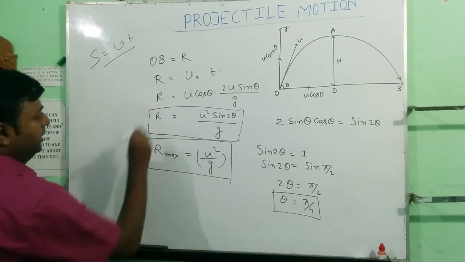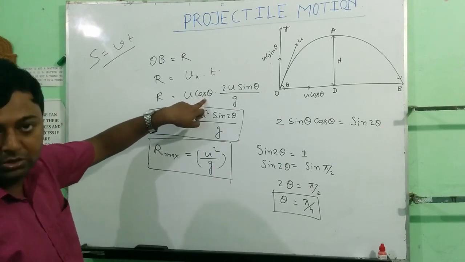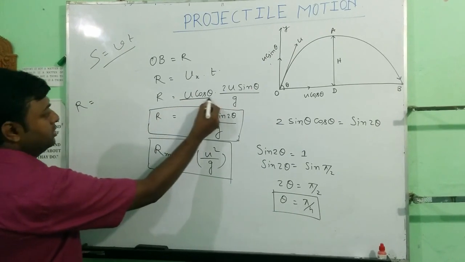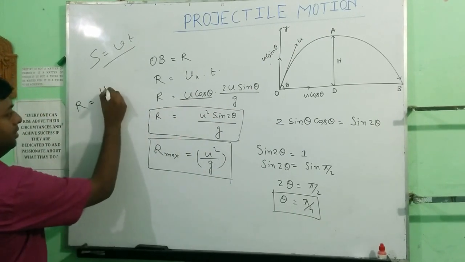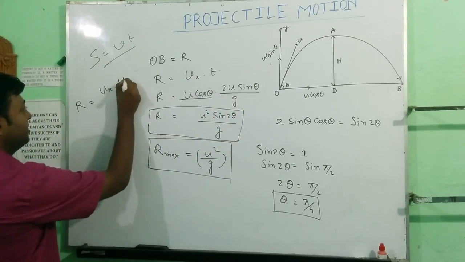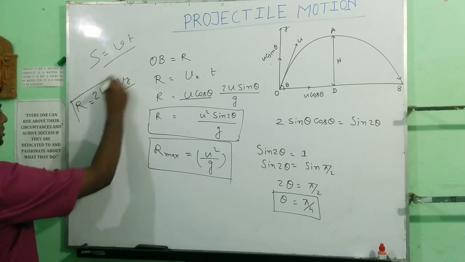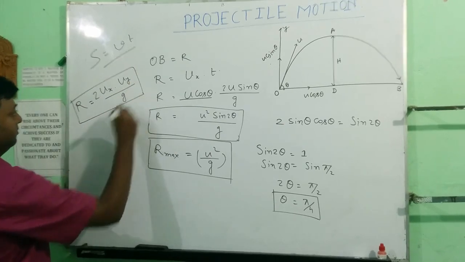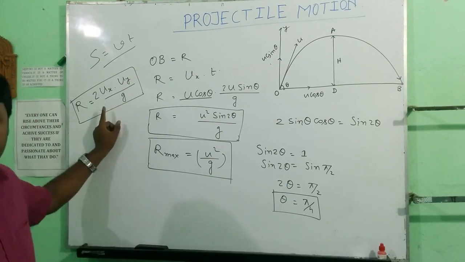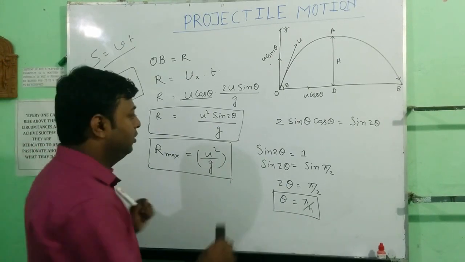Now we turn this formula into the initial velocity concept. That is R equals u cos theta, that means ux, and u sin theta, that means uy, by g into 2. This is the formula. It is a necessary formula for problems. Now we take a problem for that.